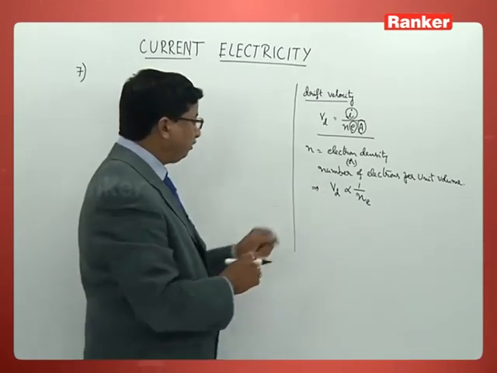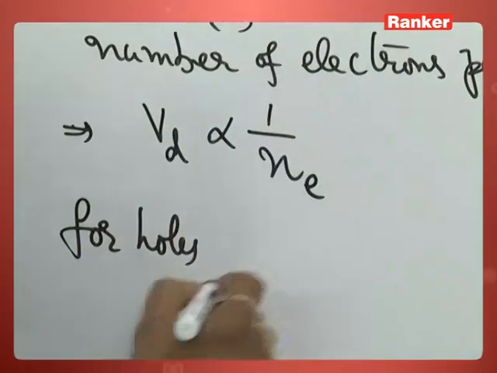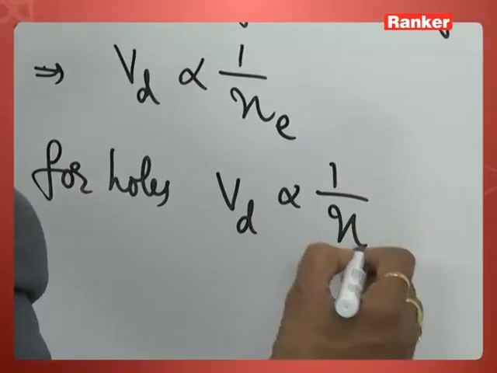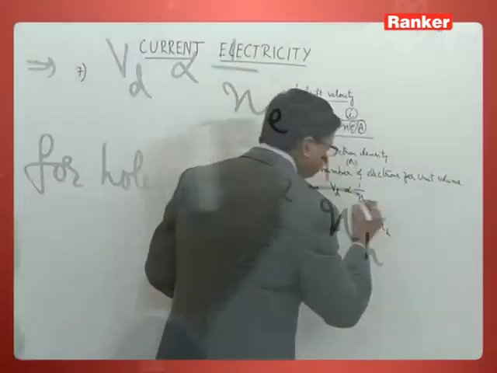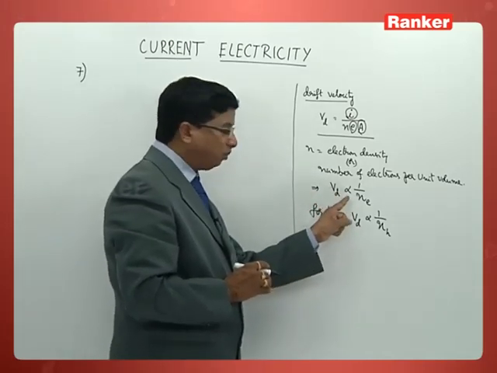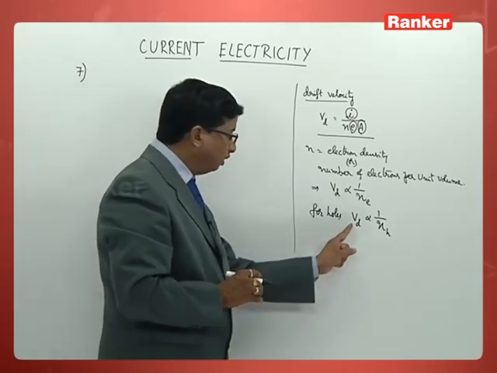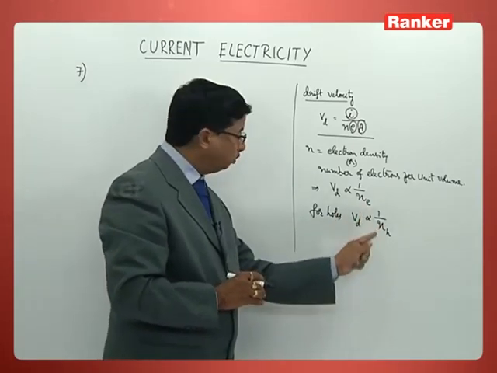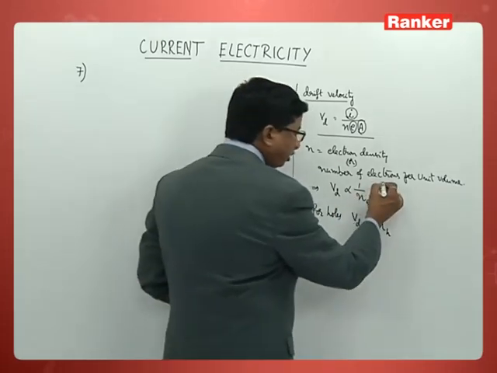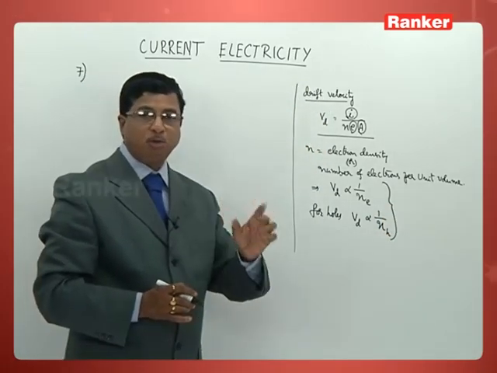So if I just take for holes, drift velocity is inversely proportional to hole concentration. So for electrons, drift velocity is inversely proportional to electron concentration. And for holes, drift velocity is inversely proportional to hole concentration. So this part you people should have in memory to work out this particular problem.